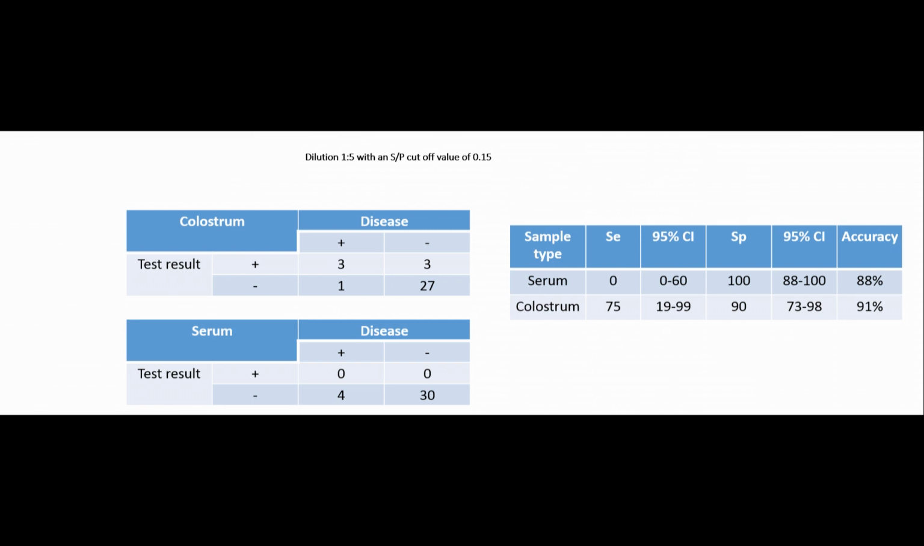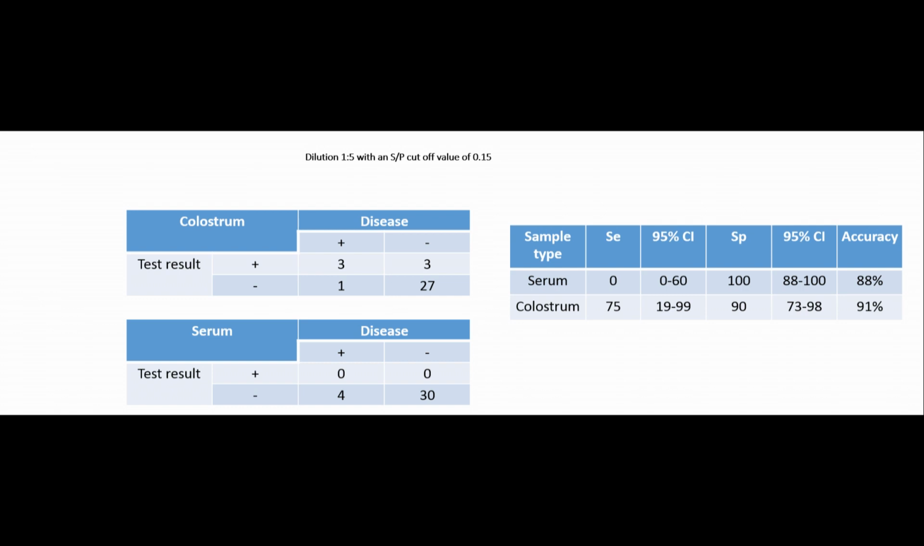And I've just teased out the samples from that. So we've got serum here, and we've got colostrum here. We've got disease positive and negative, positive and negative. And with serum, it gave us no positive results whatsoever across positives or negatives. And if we look at colostrum, it gave us 3 positives and 1 negative there, and 3 positives and 27 negatives there.